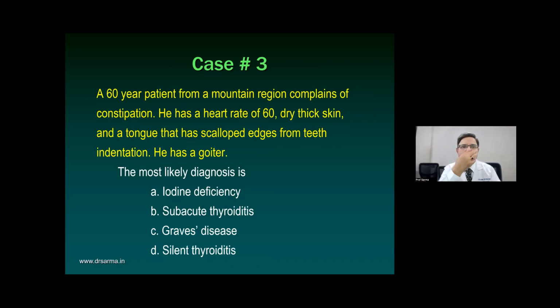Yes, number three. A 60-year-old patient from a mountain region complains of constipation. He has a heart rate of 60, very thick skin, and a tongue that has scalloped edges from teeth indentation. He has a goiter. See, the 60-year-old patient is in the mountains. Okay, very good. Iodine will not be there. And then bradycardia is there, dry skin is there, thick skin is there.